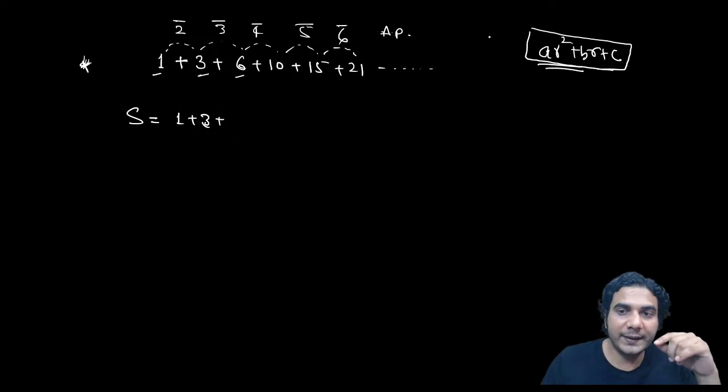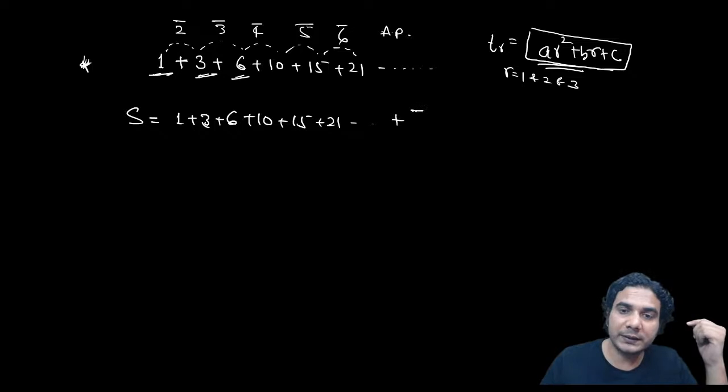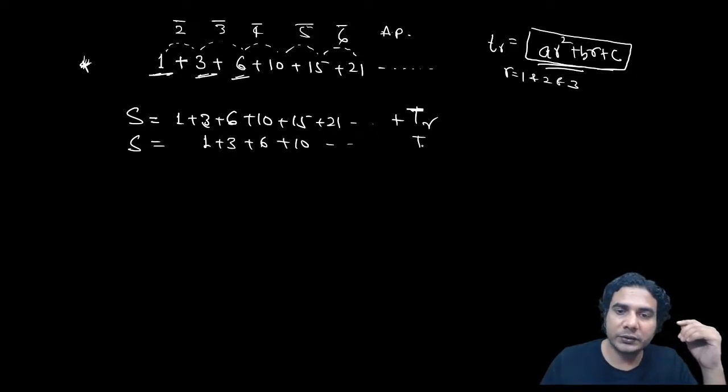I've told you one method. You can assume the general term to be like this, then put r equal to 1, 2 and 3, and equate it with 1, 3 and 6, because you know the first, second and third terms. Another method is: 1 plus 3 plus 6 plus 10 plus 15. Write this series and assume the general term of this to be, let's say, capital Tr. Then again write this series by shifting one place. So it is going to be 1 plus 3 plus 6 plus 10 and so on, up to Tr minus 1 plus Tr.